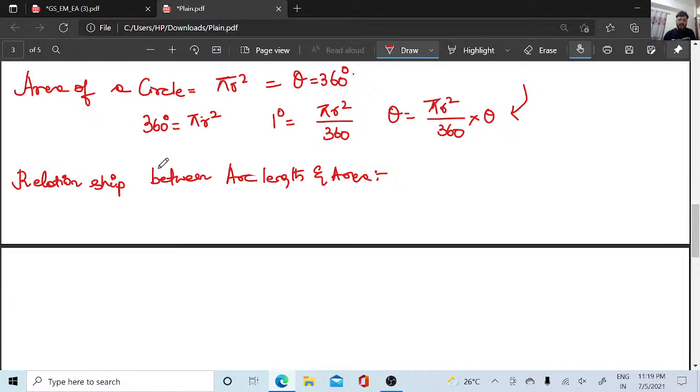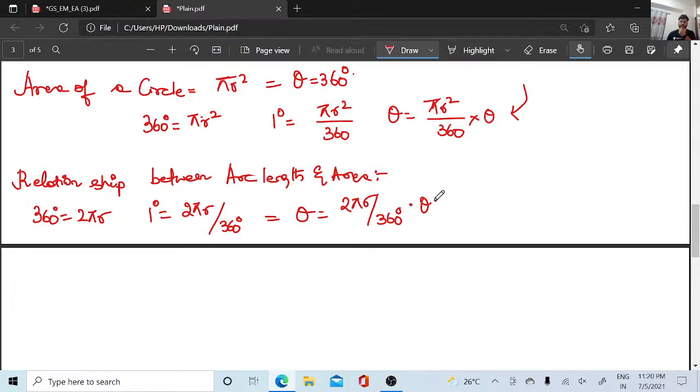What is arc? Arc is basically 360 degrees is equal to 2 pi r. Yes or no? That's what we learned now. So 1 degree will be equal to what? 2 pi r divided by 360 degrees. So for theta it will be 2 pi r by 360 degrees into theta. Okay, yes. So if I take area divided by arc length, this is going to be pi r square 360 by theta, and the 360 by theta will cancel out here. Yes or no?